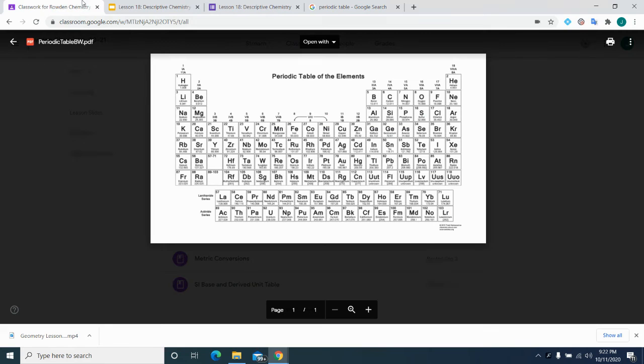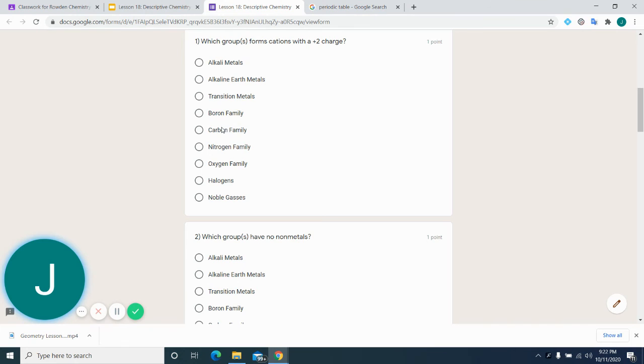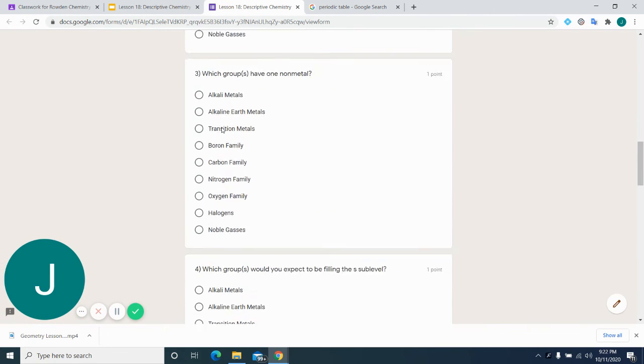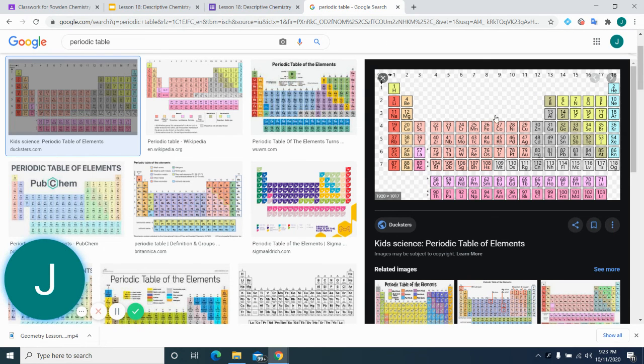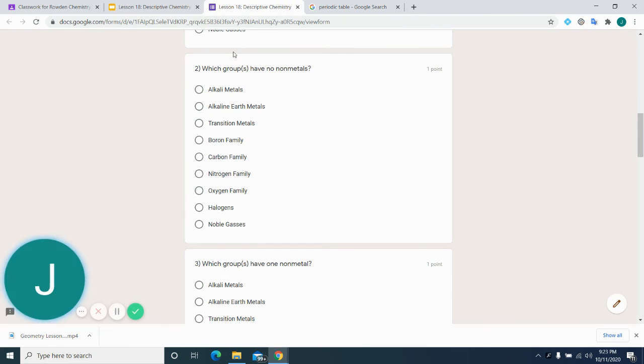So when you do this, I will give you some questions with this. Which groups have no nonmetals? If you want to pause it and look at this to do this, remember nonmetals are up here. It's everything up and to the right of these metalloids. So that gives you all these groups that have no nonmetals. That's how you answer those questions.